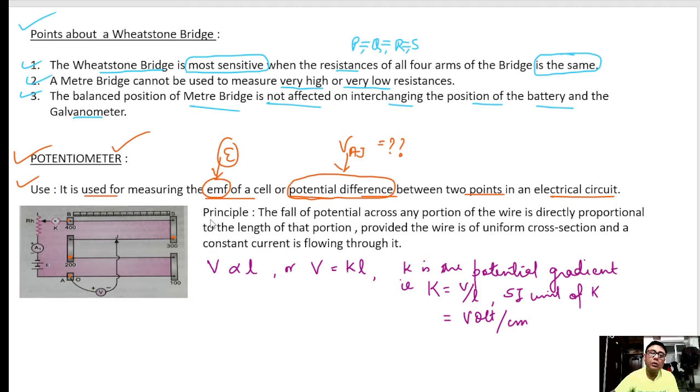On what principle does the potentiometer work? The fall of potential. See here, this end is attached to the positive terminal, as you can see. Here the potential is maximum, and at B the potential is 0. So there is a fall of potential along the length.